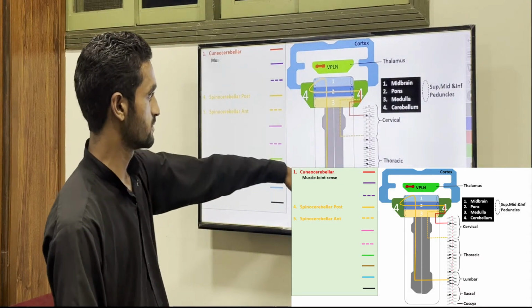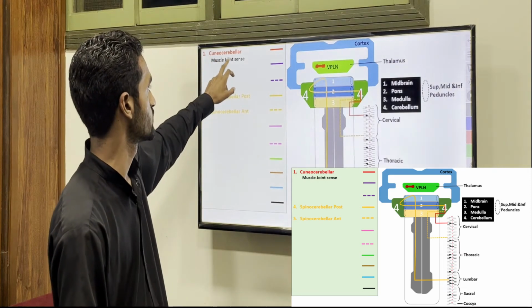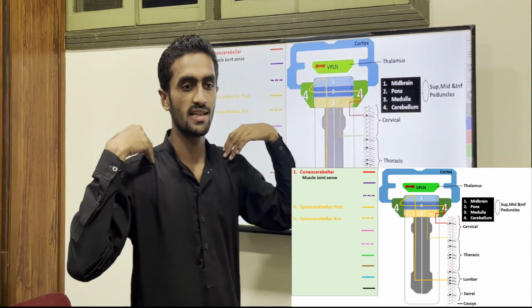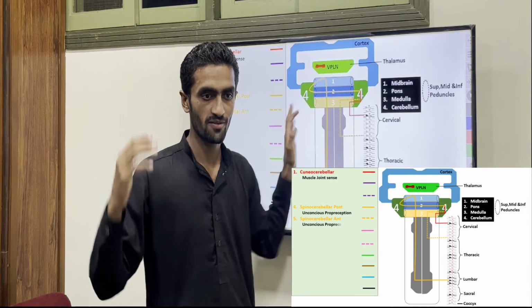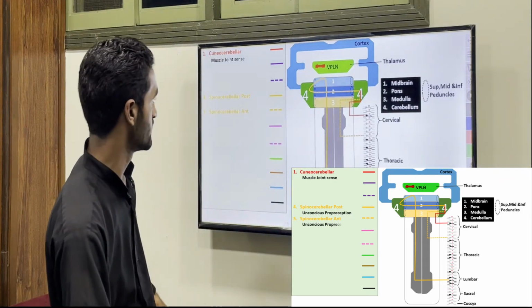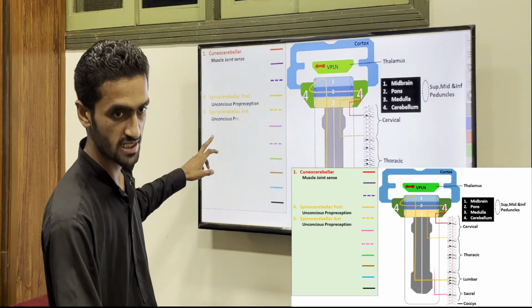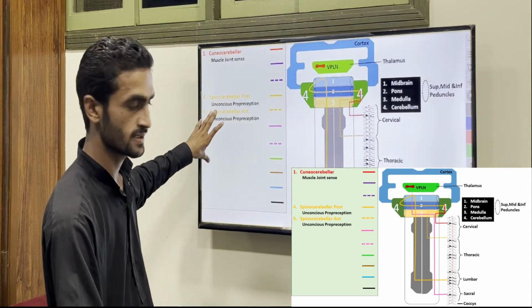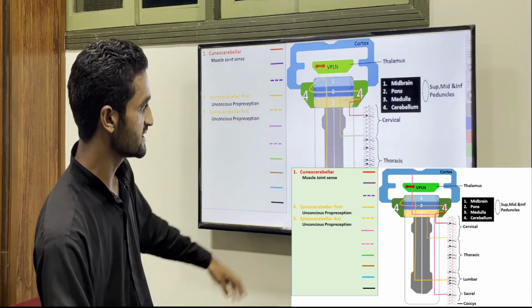So the function of the cuneo is muscle joint sense in the upper limb. You know better. These are for the lower limb. So unconscious proprioception for the lower limb, both are easier. So this is another pathway.